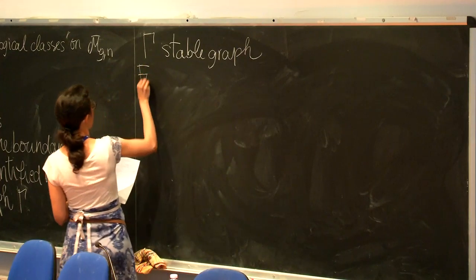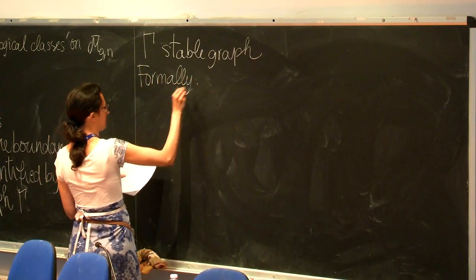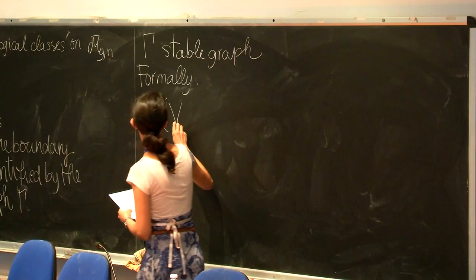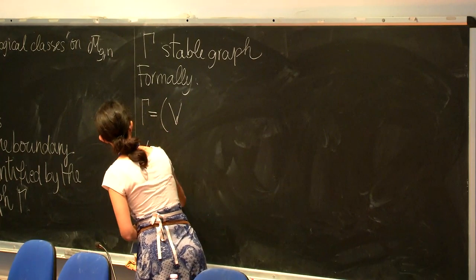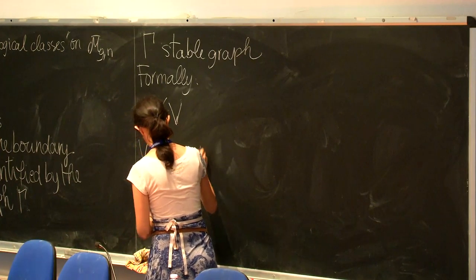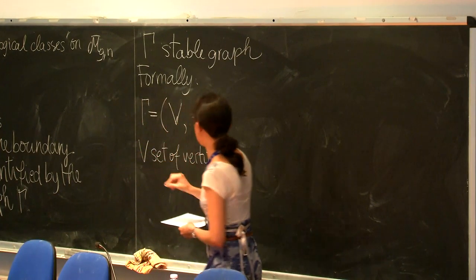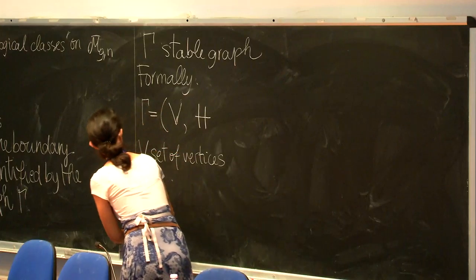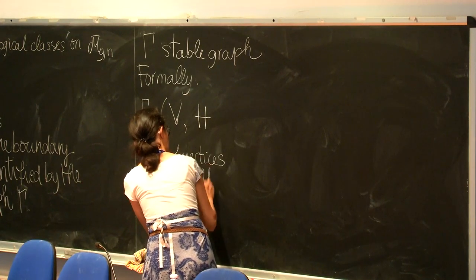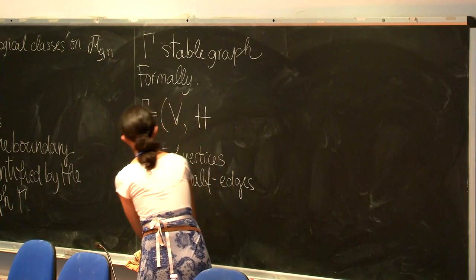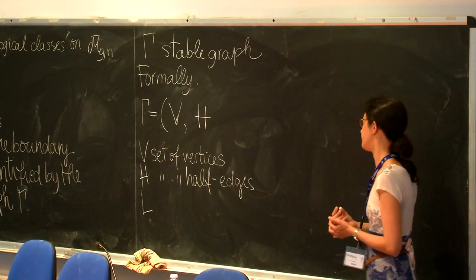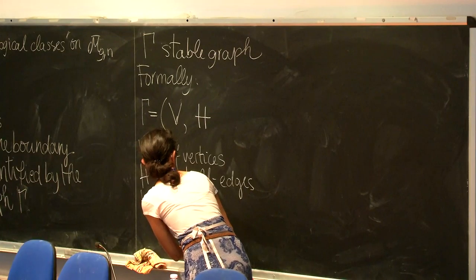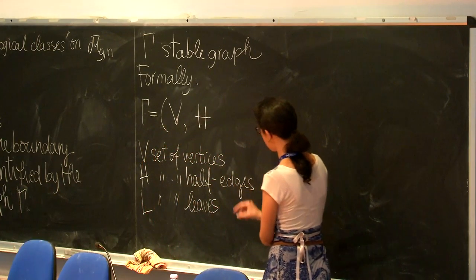Formally, we need a set V of vertices and a set H of half edges, because for each edge we need to remember where it starts and where it ends. And then we need a set L of leaves, or legs of the graph. They will give the marked points.